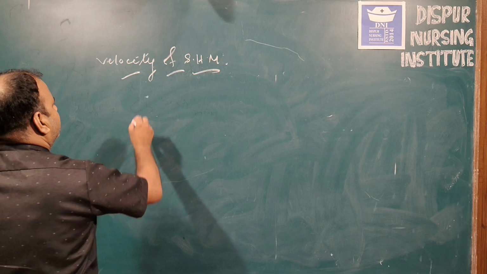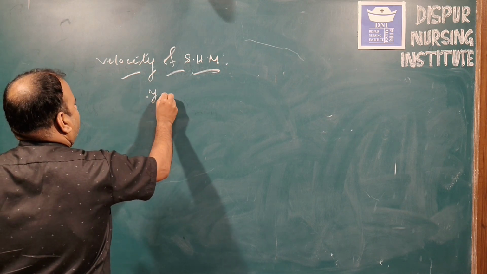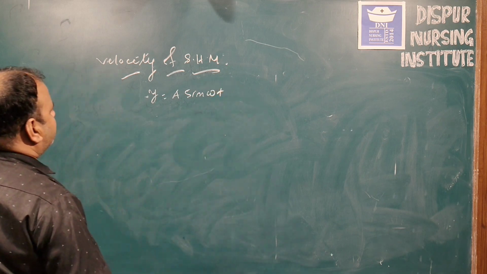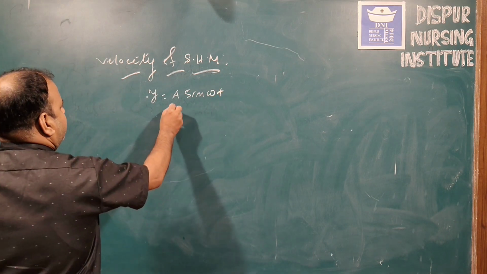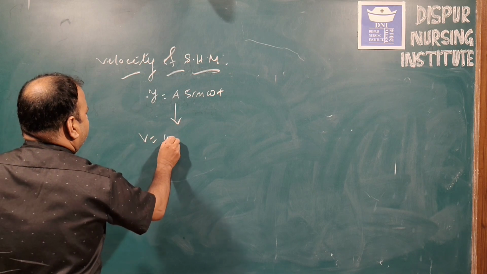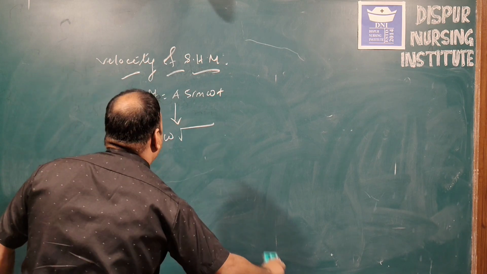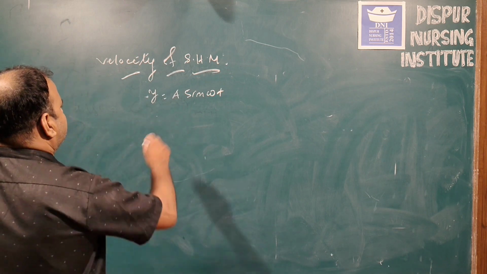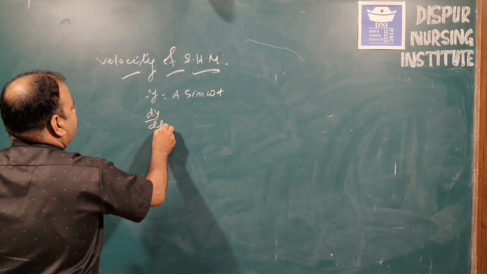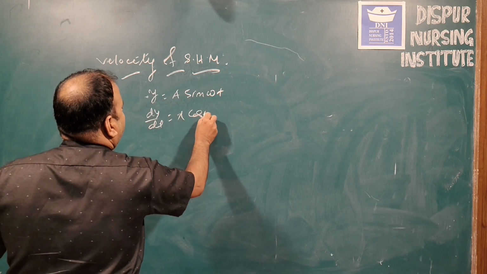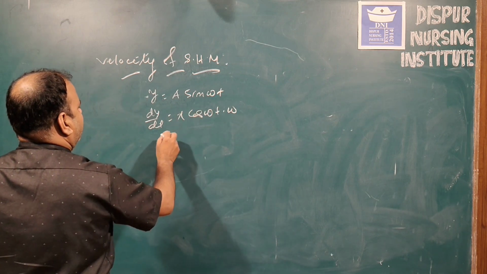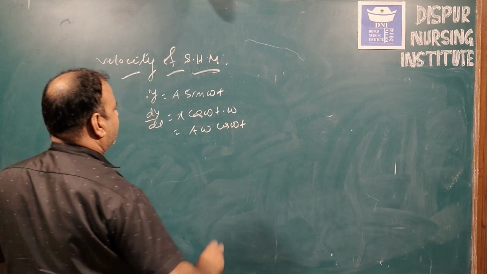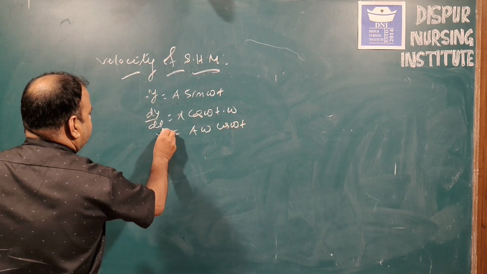So normally you know the equation y is equal to a sine omega t. So after differentiation, velocity will be like this, v is equal to omega under root a square minus y square. How we can write it, you can see, suppose y is equal to a sine omega t. In this case we can write dy by dt. So it will be a cos omega t into omega. So here you are getting a omega cos omega t. This is the velocity.